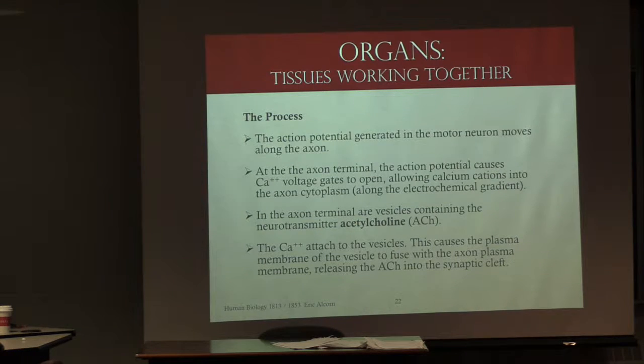I don't know how many ions have to attach to an individual vesicle. I suspect it's more than one to one, but I don't know that. That's not the point. And then they physically move them right here to the plasma membrane of the neuron and release the acetylcholine into the synaptic cleft, which is right here.